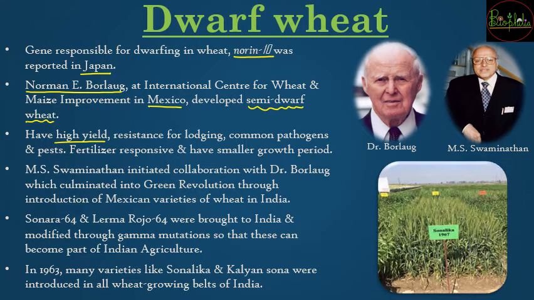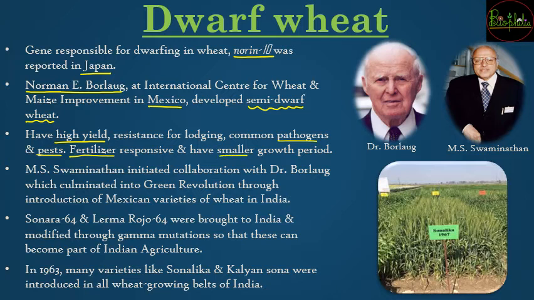It was having a much more resistance for lodging, यानी पानी अगर accumulate भी हो जाता है then it would have resistance for it. Then it was also having resistance for common pathogens and pests. So any कीड़े मकोड़ों से भी कोई ज़्यादा फर्क वो प्लांट को नहीं पड़ेगा. It will fight against it. It was also fertilizer responsive, यानी fertilizers को absorb करके उसका yield वापस बढ़ जाएगा.